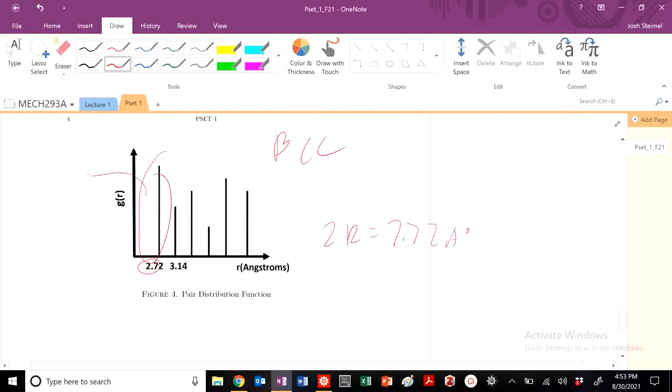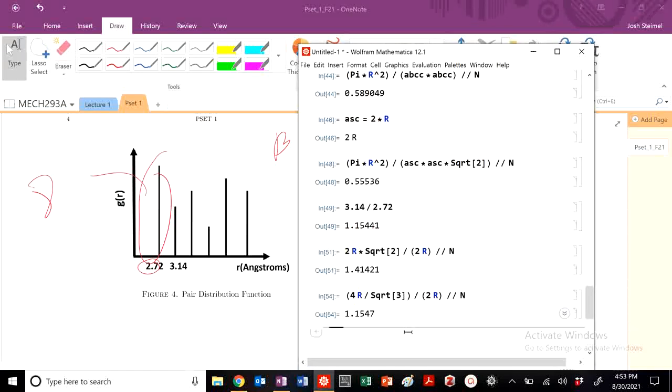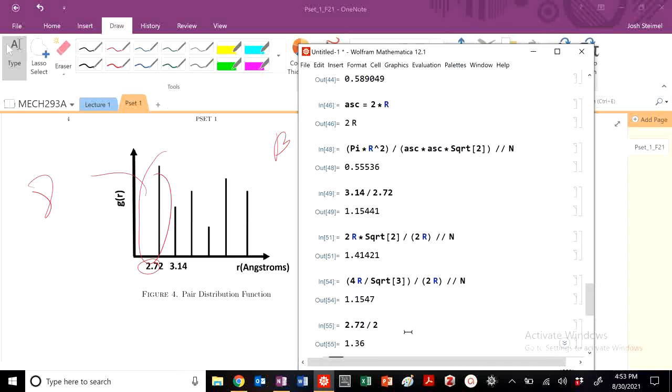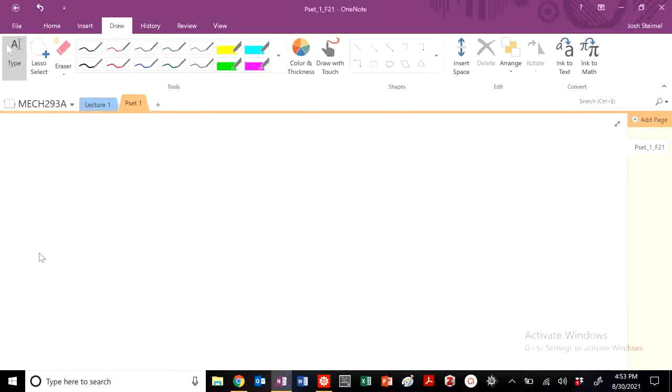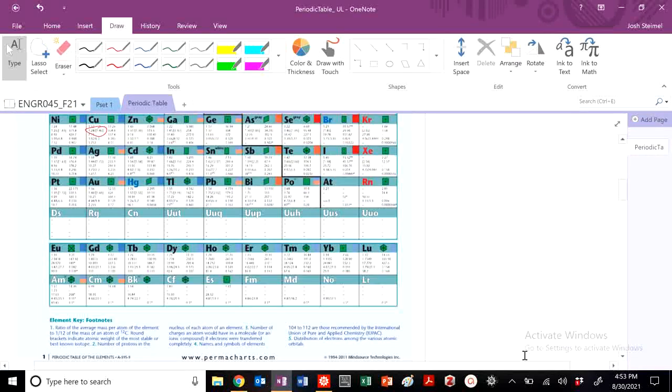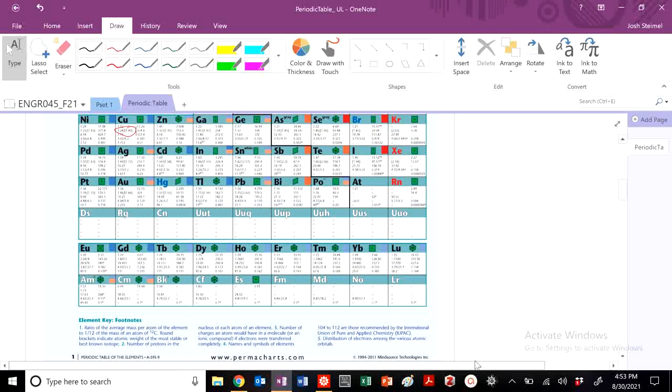The integral of this first peak is the number of nearest neighbors, which for BCC is 8. And I know that my 2R is equal to basically 2.72, so 2.72 divided by 2. So I'm looking for a BCC material that has a metallic radius of 1.36 angstroms. So what BCC material has a metallic radius of 1.36 angstroms? So 1.36. This thing's not it.